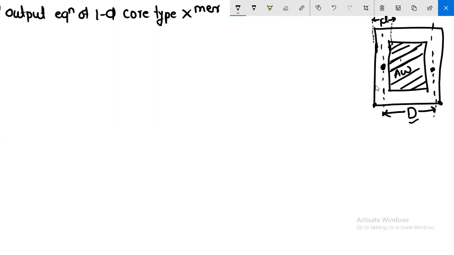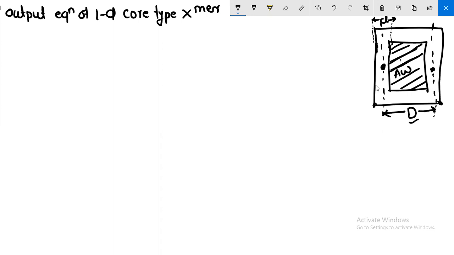Now see, whenever we are going to derive this particular equation, there are some assumptions and notations there. Whenever you are asked a question in the exam, such as derive the output equation of a single phase core type transformer, at that time you have to mention those notations or assumptions, and then only you have to start deriving the proof.